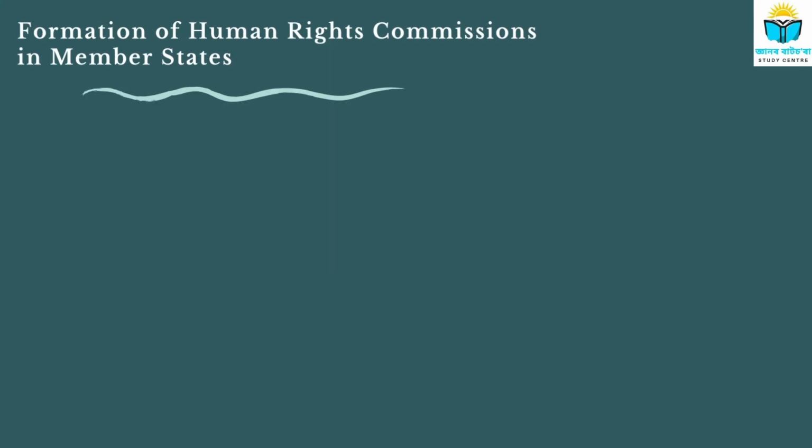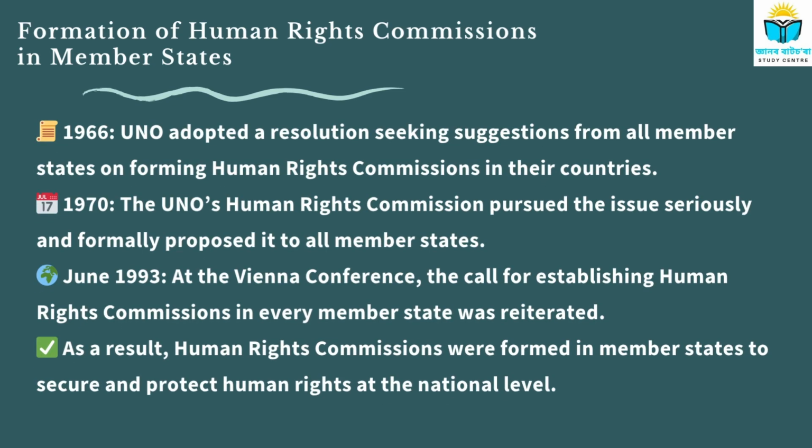In 1966, the UNO passed a resolution asking all its member countries to share their thoughts on forming a Human Rights Commission at the national level. Then in 1970, the UNO's Human Rights Commission took this matter seriously and officially recommended that every country should have such a commission. Later in June 1993, during the Vienna conference, this idea was strongly emphasized again.